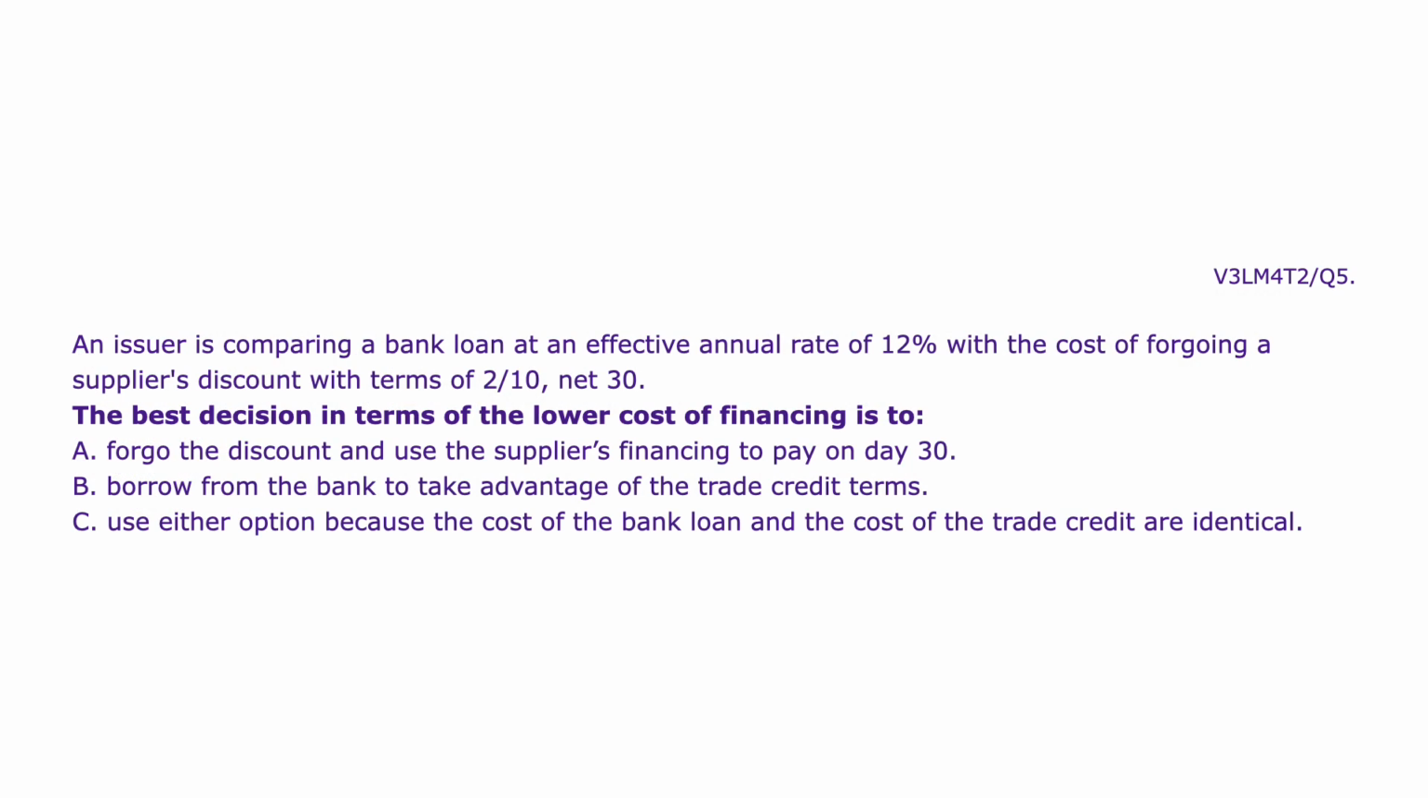An issuer is comparing a bank loan at an effective annual rate of 12% with the cost of foregoing a supplier's discount with terms of 2/10 net 30. The best decision in terms of the lower cost of financing is to: A. Forego the discount and use the supplier's financing to pay on day 30. B. Borrow from the bank to take advantage of the trade credit terms. C. Use either option because the cost of the bank loan and the cost of the trade credit are identical.